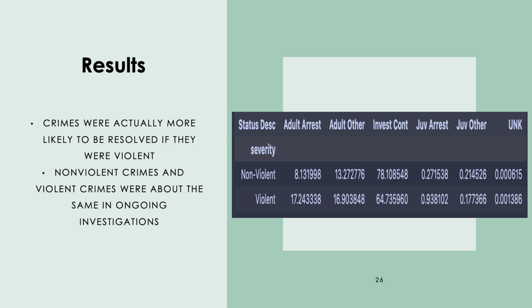The results show that crimes were actually more likely to be resolved if they were more violent. And another interesting thing that the results show is that violent and non-violent crimes have a massive percentage of crimes which are still not resolved. And note that this is relatively new data, 2020 to 2024, so this may be slightly biased.